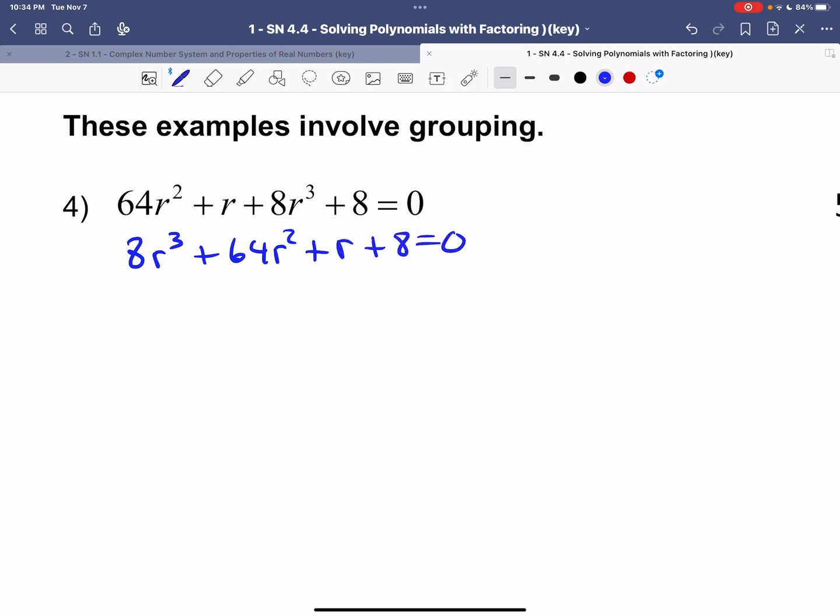Sorry, greatest to least order. All right, so there's our rearrangement. I'm now going to group. In this first group on the left, I can take out an 8R squared, and that leaves me R plus 8.